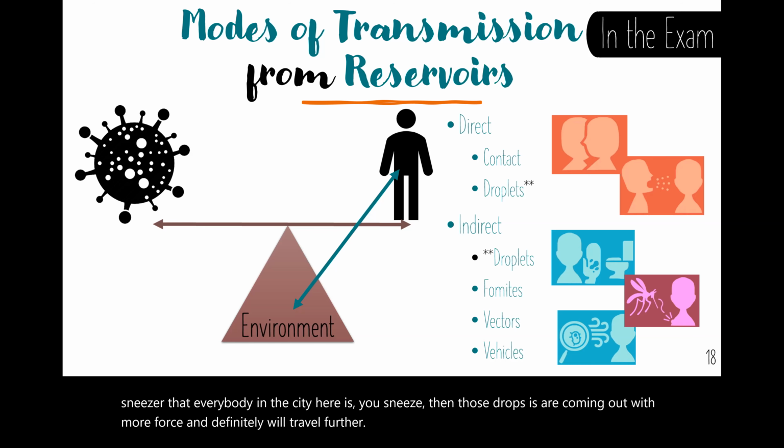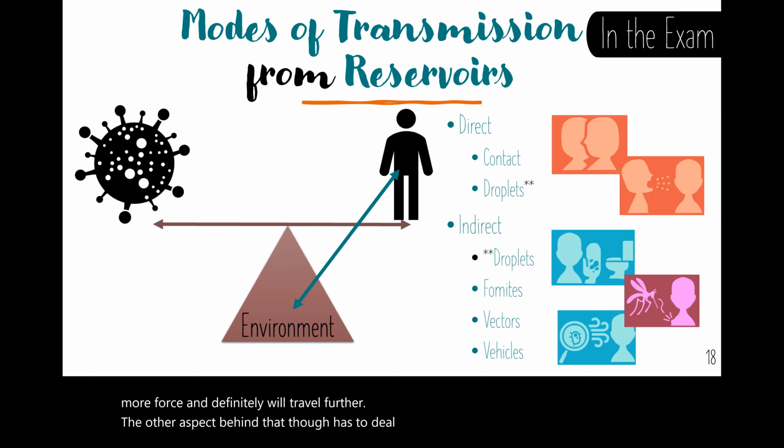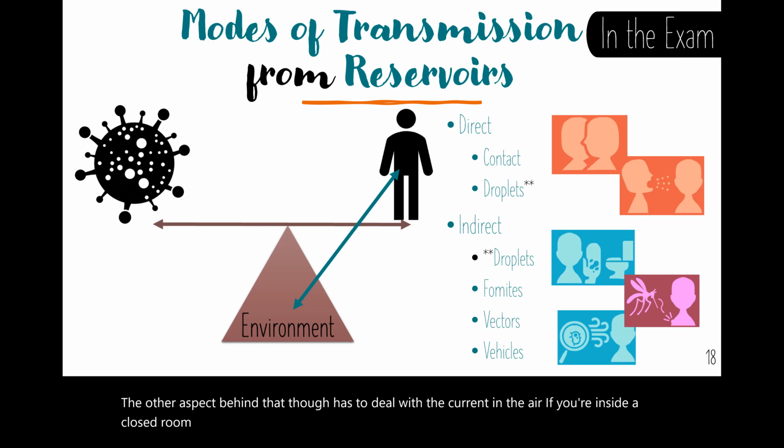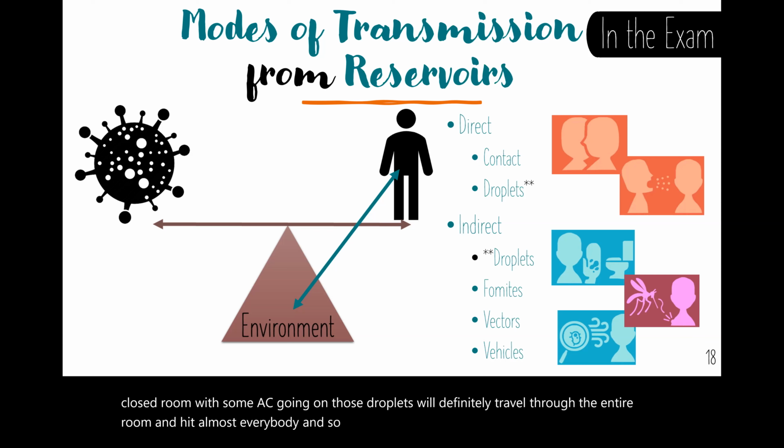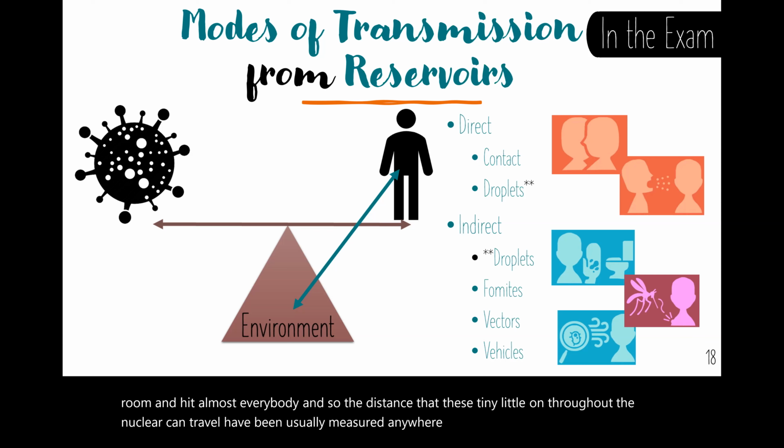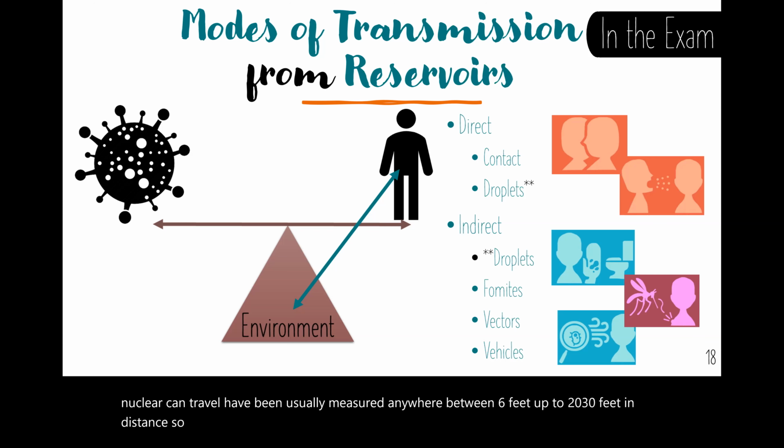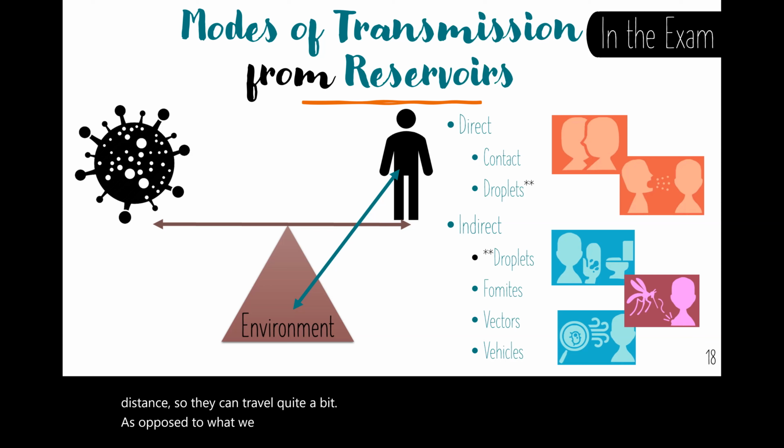The other aspect behind that, though, has to do with the current in the air. If you're inside a closed room with some AC going on, those droplets will definitely travel through the entire room and hit almost everybody. Okay, and so the distance that these tiny little droplet nuclei can travel has usually been measured anywhere between 6 feet up to 20, 30 feet. So they can travel quite a bit, as opposed to what we call the respiratory droplets that are greater than 5 microns, so bigger than that.